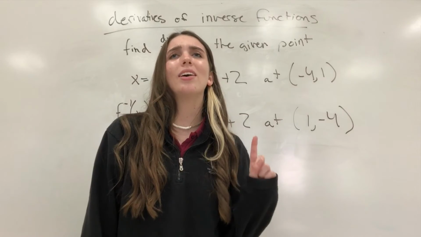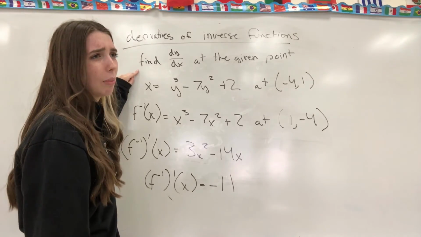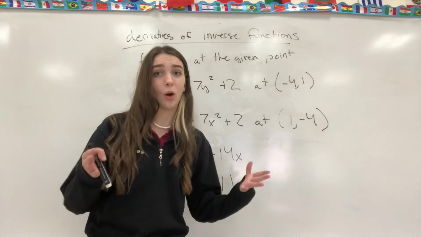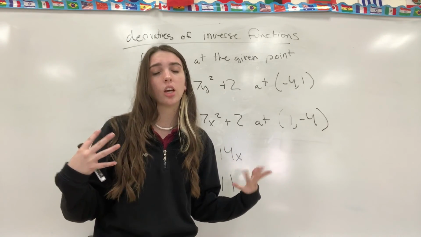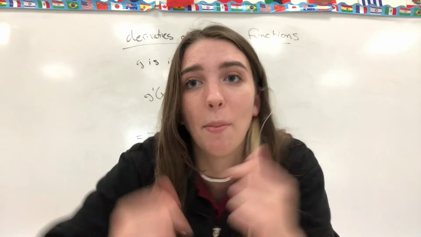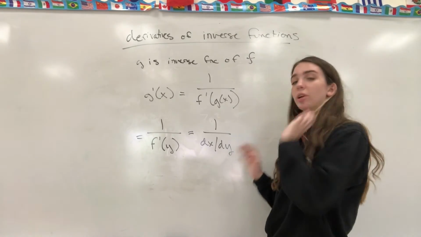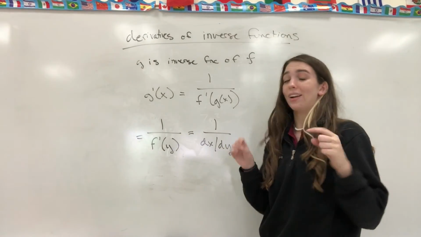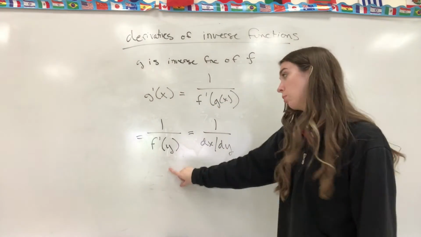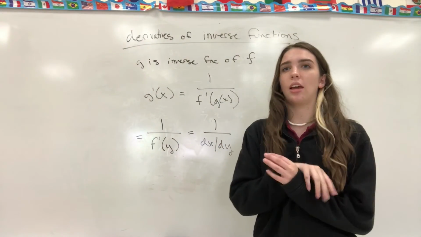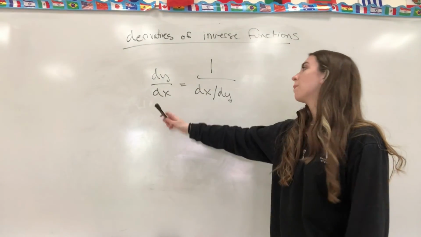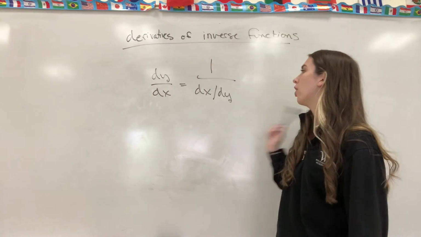But wait one second. Didn't the original problem ask us for dy over dx? The derivative of the normal function, not the inverse function? Good thing we have this amazing theorem. This is a theorem that's pretty important right now, and it states that g prime of x equals 1 over f prime of g of x equals 1 over f prime of y, which equals 1 over dx over dy. This can be heavily simplified down. I like this one a lot better. Look how simple this looks. This says that dy over dx equals 1 over dx over dy.